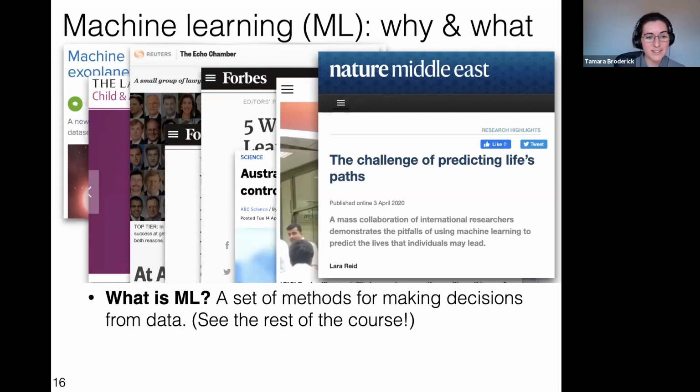And in the very beginning, we had this sort of vague idea that it was a set of methods for making decisions from data. We said, see the rest of the course. Hopefully you have a better sense of what that means now that we've gone into so much more detail than we had in the first lecture. We've covered so much in some sense in this course.